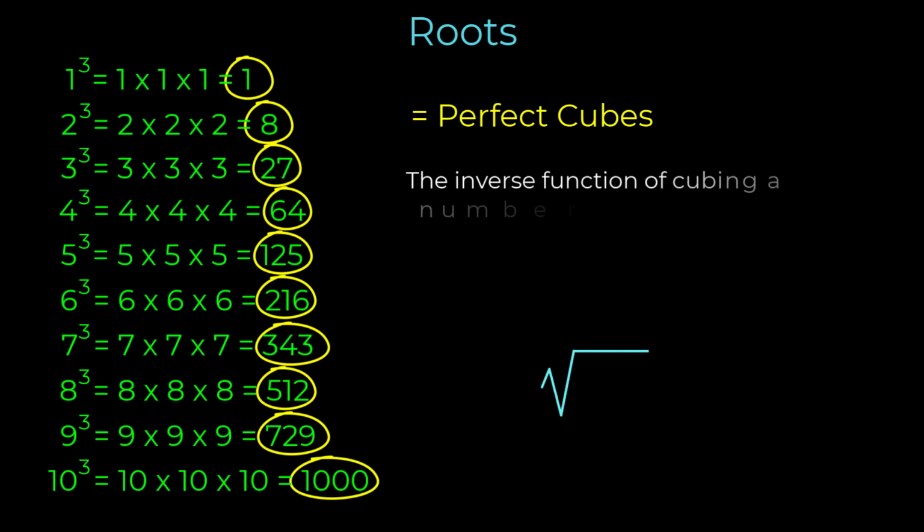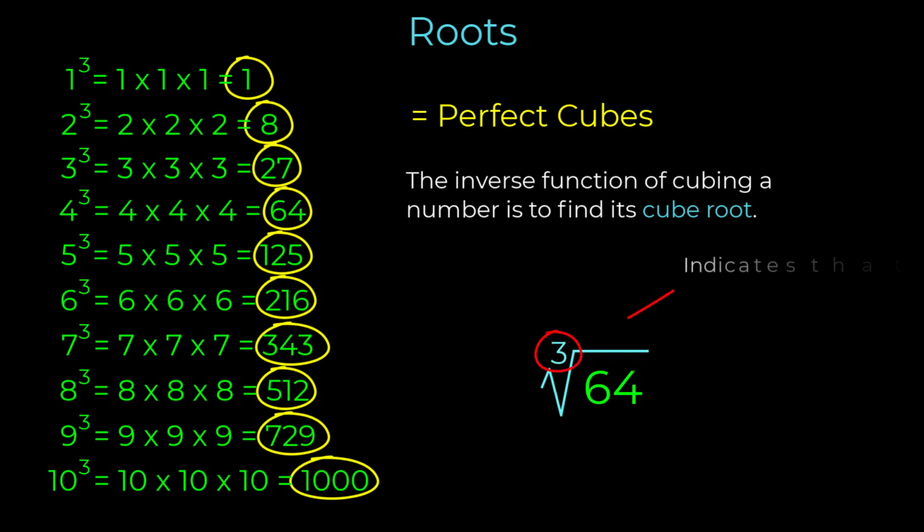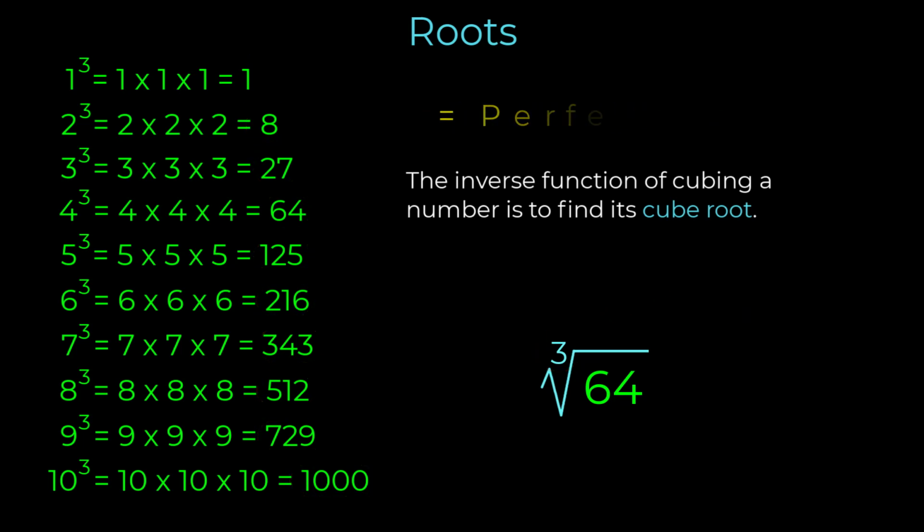The inverse function of cubing something is to take the cubed root. We use the same radical symbol, and we have a radicand, but we put an index of 3 in the radical symbol to show that it is the cubed root we are looking for, and not the square root. So the cubed root of 64 is 4, since 4 cubed is 64. The cubed root of 125 is 5, since 5 cubed is 125.